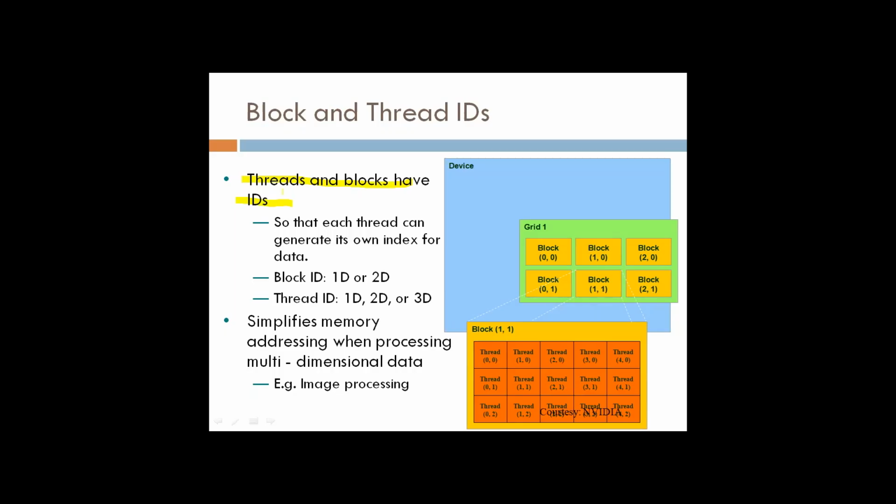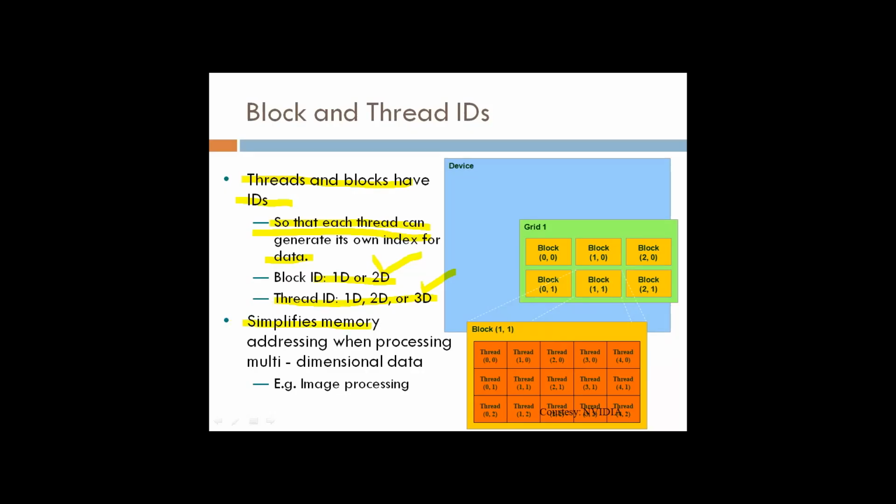Threads and blocks have IDs. Each thread can generate its own index for data. Indexing of blocks is 1D or 2D, but indexing of threads can be 1D, 2D or 3D. It means there may be two indices for the block, the x index and y index, and for the thread there are three indices: x index, y index and z index.